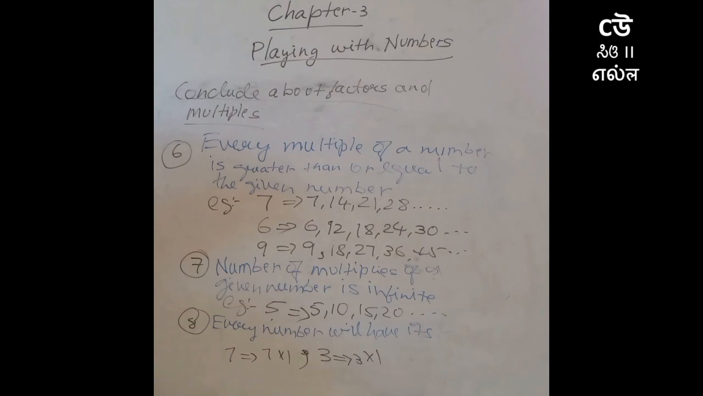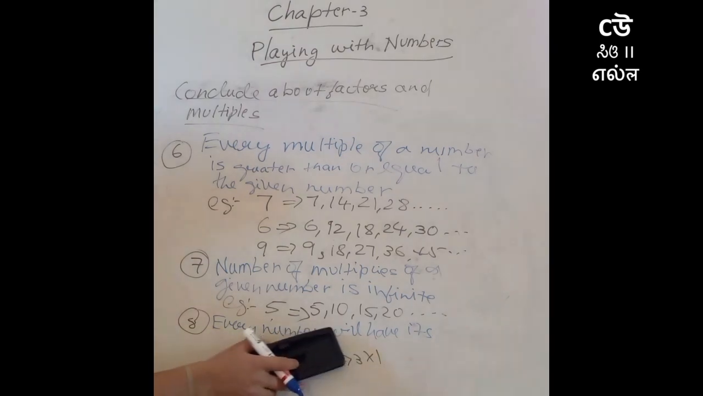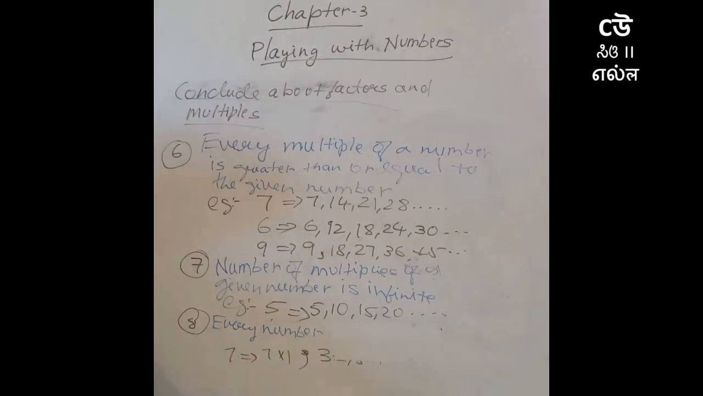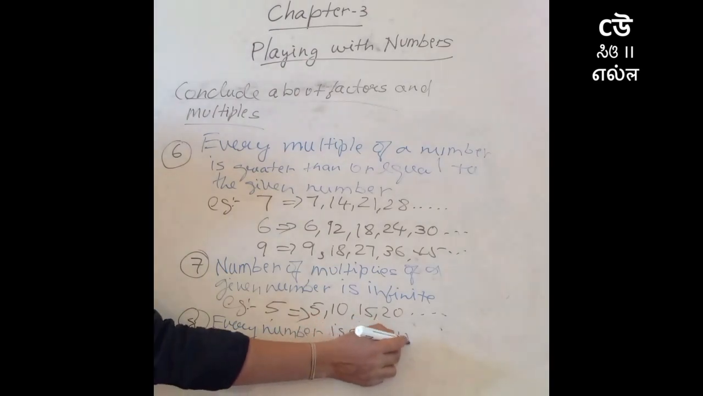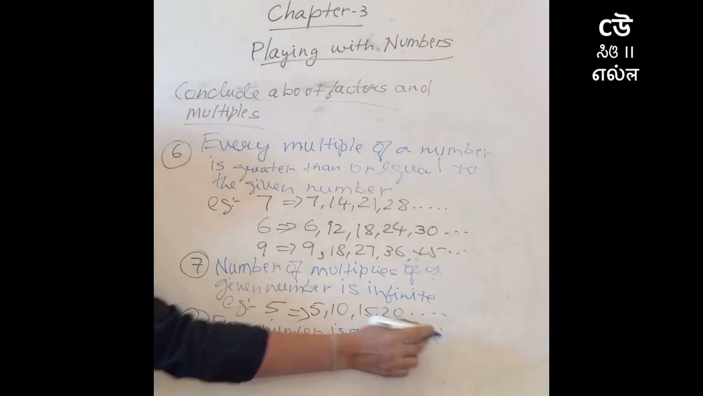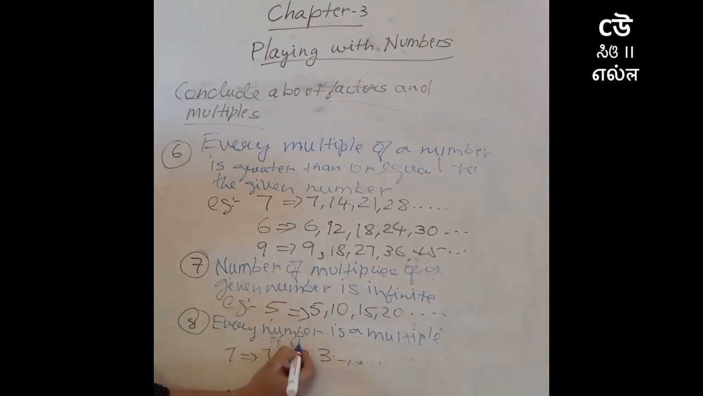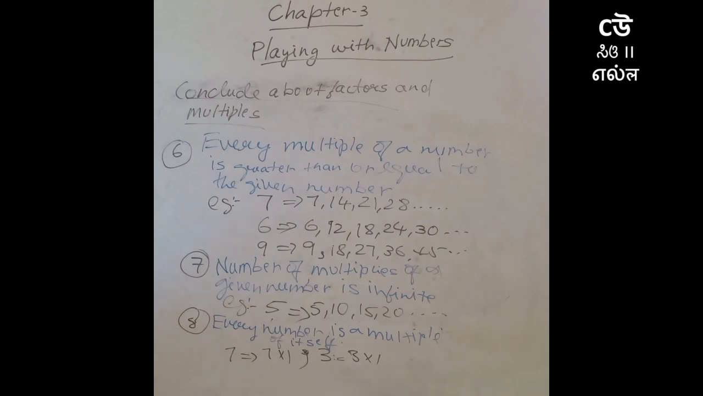Every number is a multiple of itself. So the number itself can be a factor and a multiple of that particular number. Okay.